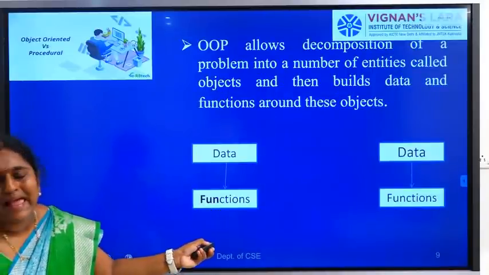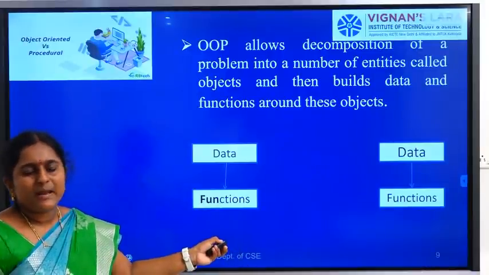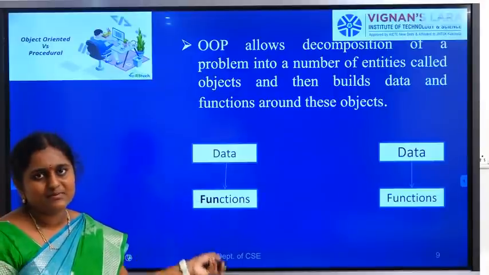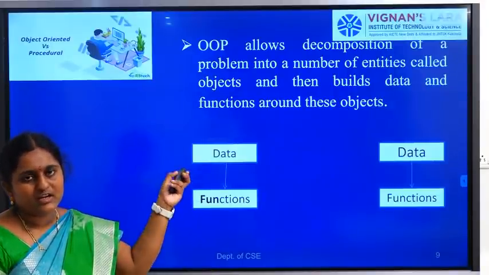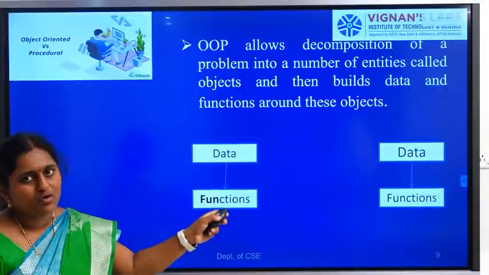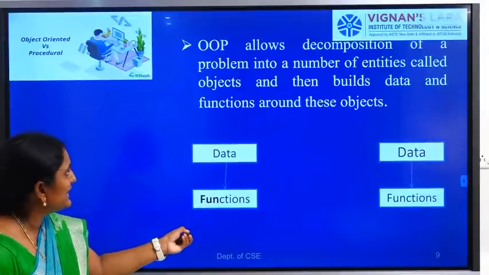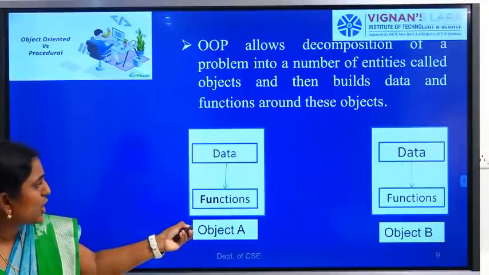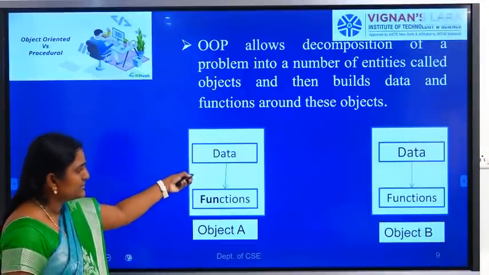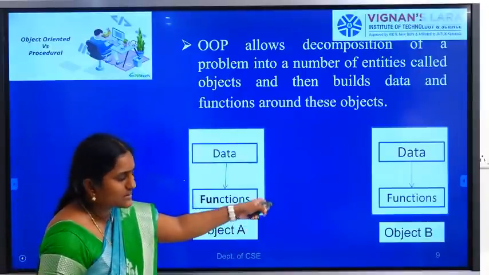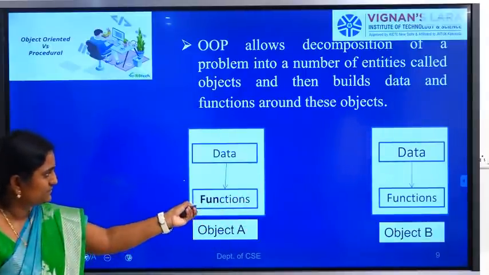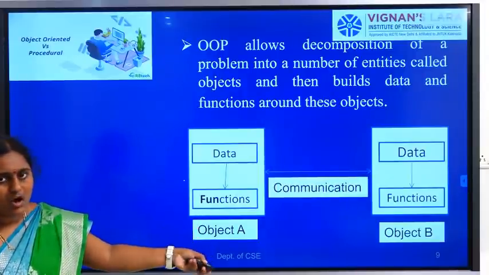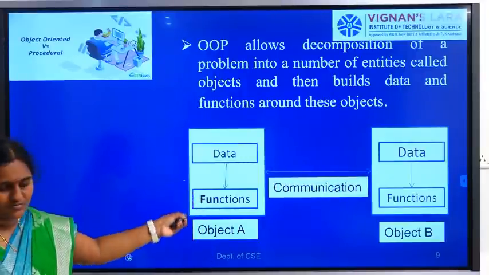Okay, so OOP solves the decomposition problem. The number of entities is called objects. A procedure oriented programming language means a collection of functions. An object oriented programming language means a collection of objects. Here we have to consider two objects, object A and object B. Object A has some data and functions. Object B has some data and functions. Next, object A will communicate with object B, or else object B will communicate with object A.